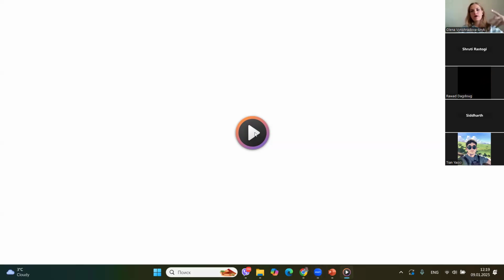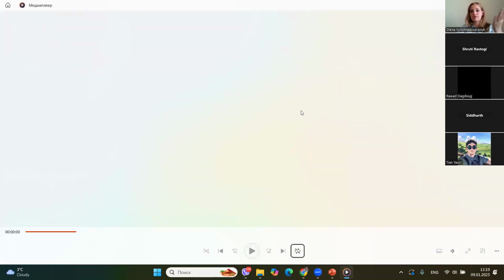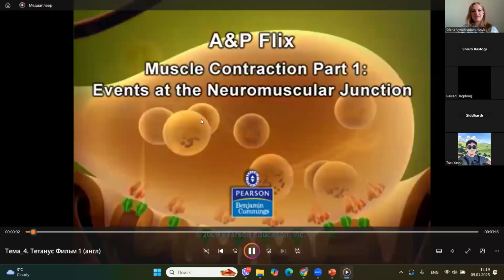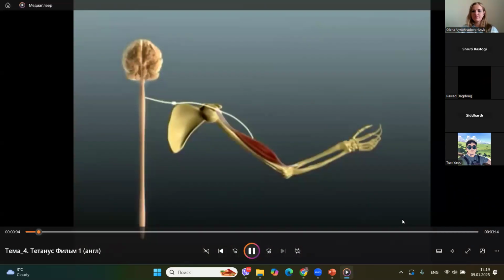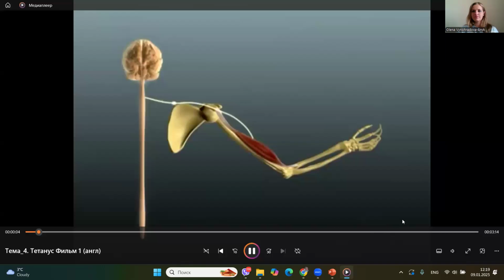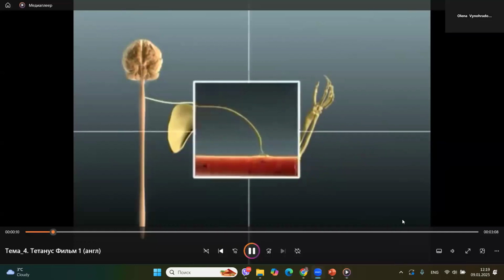Here we will be talking about transmission of signal from a nervous cell to a muscle cell, but it doesn't matter. The same way it will be transmitted from one neural cell to another neural cell. Nerve impulses, also known as action potentials, travel from the brain or spinal cord to trigger the contraction of skeletal muscles.